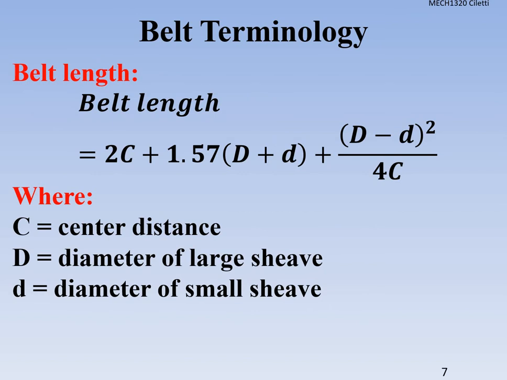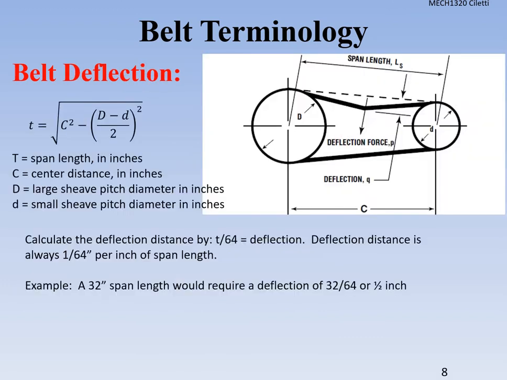If I ask you to calculate the belt length, it's 2C plus 1.57 times capital D plus little d, plus the difference between the d's, capital D minus little d, squared, divided by 4C, where you're keeping track of the two different d's. The center distance is something that you would have to measure, or I give to you. The capital D is the diameter of the large sheave, and the little d represents the diameter of the small sheave. So that's how we calculate belt length. This equation is in your text as well.